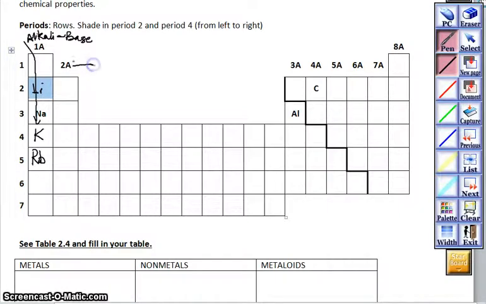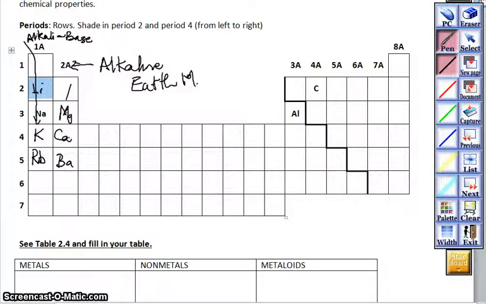Group 2A also has a name. These are your alkaline earth metals. So again, follow on the next page. Magnesium comes in here, calcium is here, strontium, Sr, and then barium, Ba, and so on and so forth. Okay, so these are your alkaline earth metals.